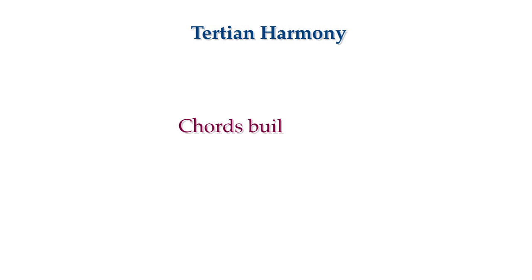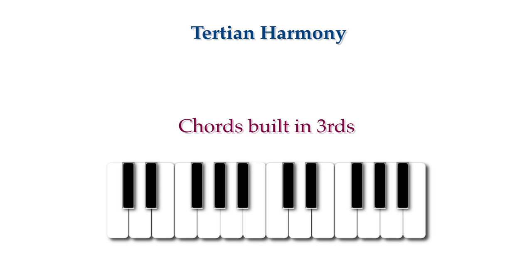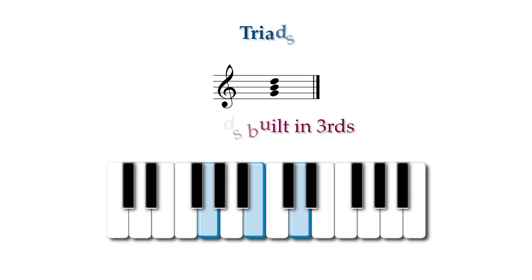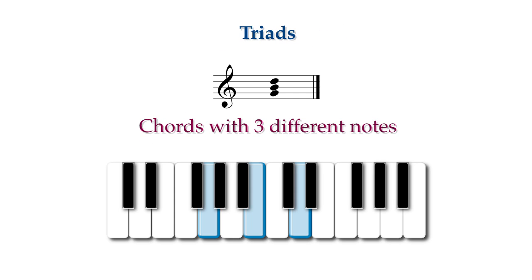In our system of music, we build tertian harmonies. That is, we build chords by stacking notes in diatonic thirds, every other note. If our chord has 3 notes, we call it a triad.